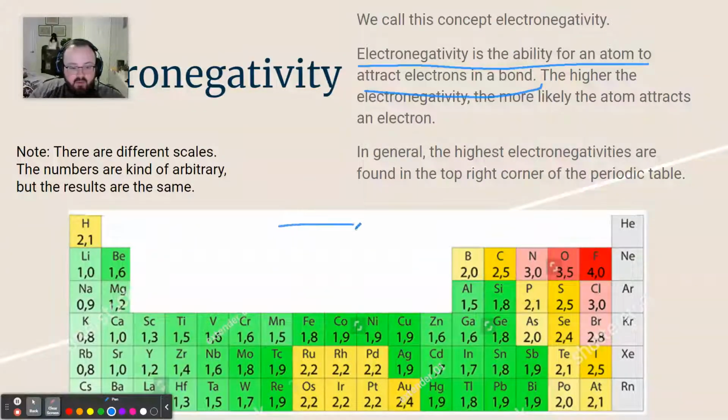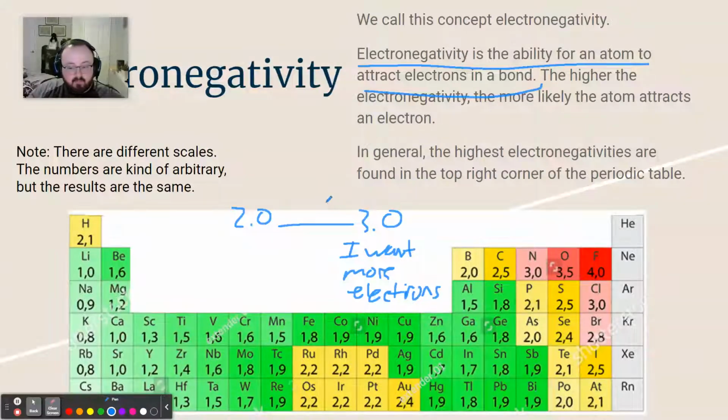So when you have a bond between two atoms, say one that's 3.0 and one that's 2.0, the 3.0 is going to say, I want more electrons. The higher electronegativity means the more the electrons are going to be towards this 3.0. Fluorine over here is the most electronegative. The highest electronegativities are going to be up in this right corner, and the lowest is going to be down here.